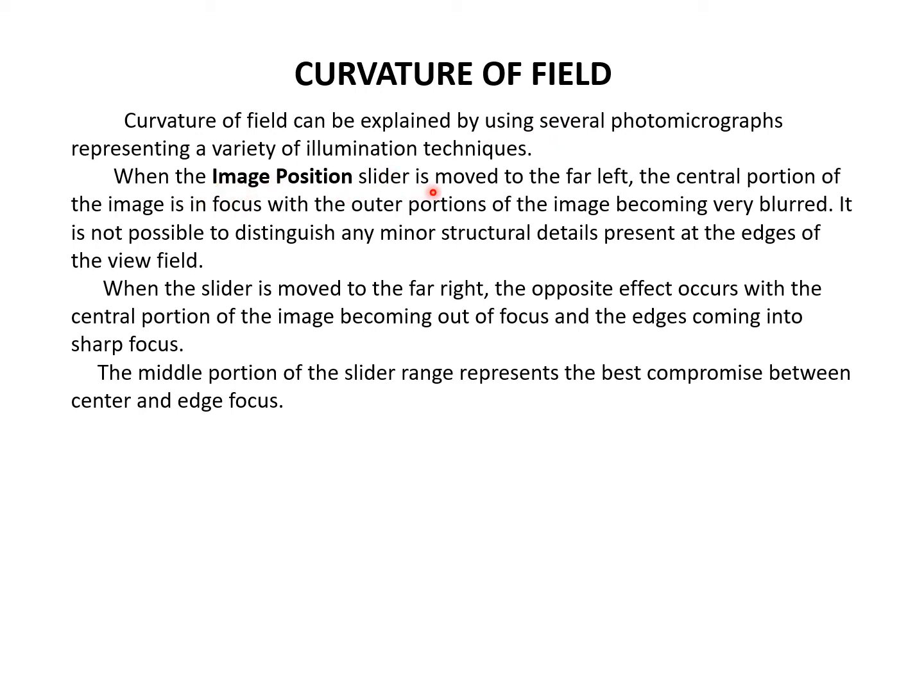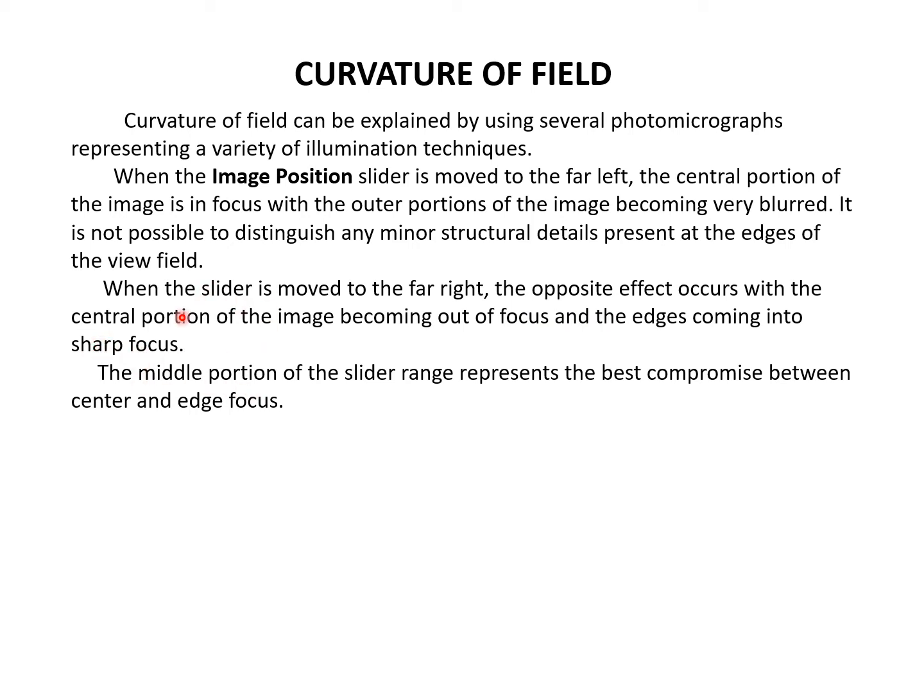When the image position slider is moved to the far left, the central portion of the image is in focus, with the outer portions of the image becoming very blurred. It is not possible to distinguish any minor structural details present at the edges of the view field. That means in this case, the central portion is somewhat clear and the outer portions are blurred. Now, when the slider is moved to the far right, the opposite effect occurs, with the central portion of the image becoming out of focus and the edges coming into sharp focus.